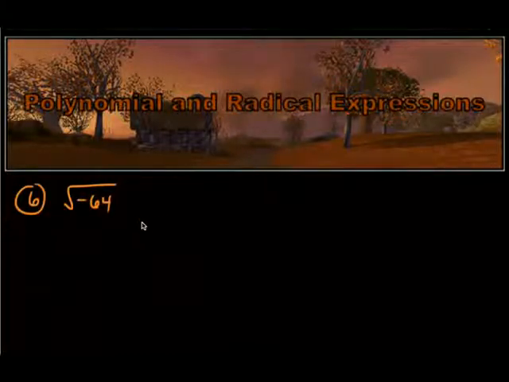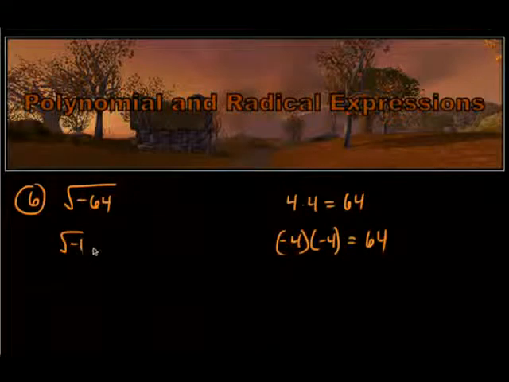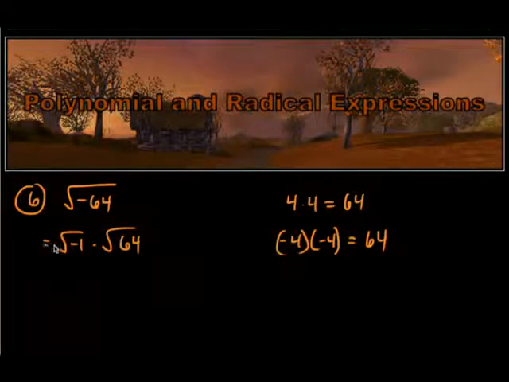So problem 6 was the square root of negative 64. Now, prior to our knowledge of imaginary numbers, you would have said that's not possible because 4 times 4 is positive 64, or negative 4 times negative 4 is positive 64. However, this negative part we can actually break up into the square root of negative 1 multiplied by the square root of 64. And the square root of 64 we know is 8.